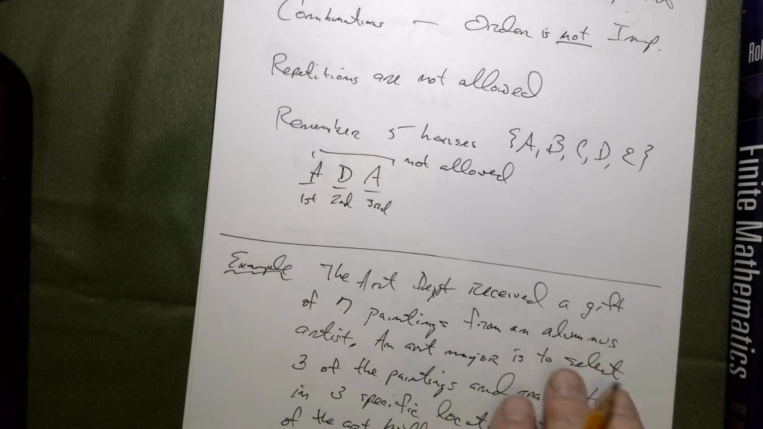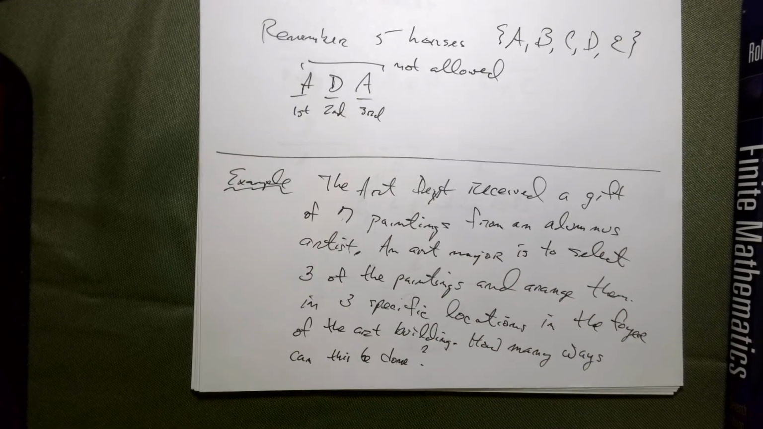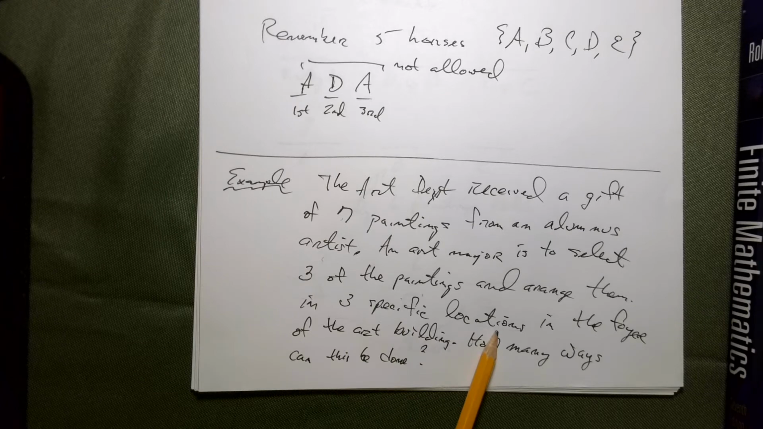And here we have an example of an art problem. The art department received a gift of 7 paintings from an alumnus artist. An art major is to select 3 of the paintings and arrange them in 3 specific locations in the foyer of the art building. How many ways can this be done? Notice it says specific locations. That is telling me the order is very, very important.